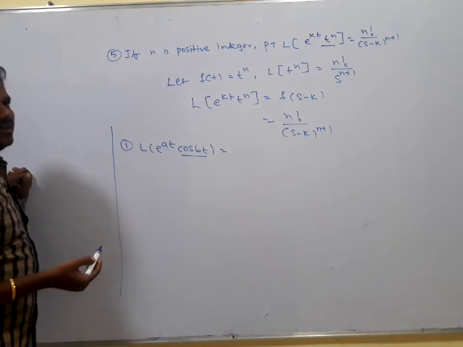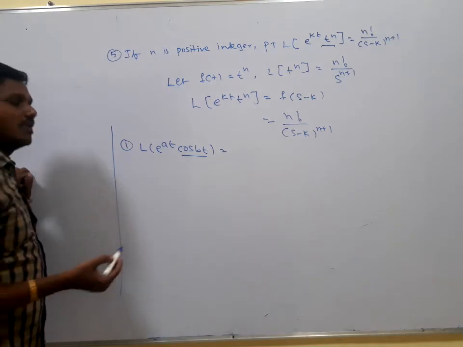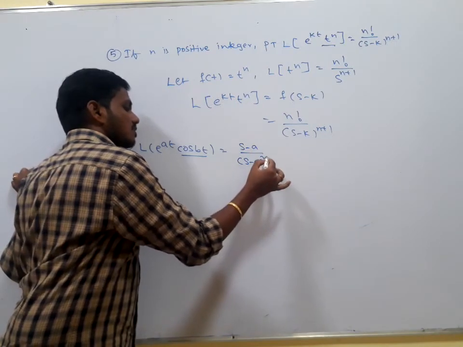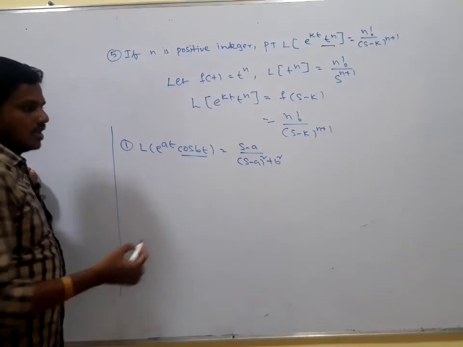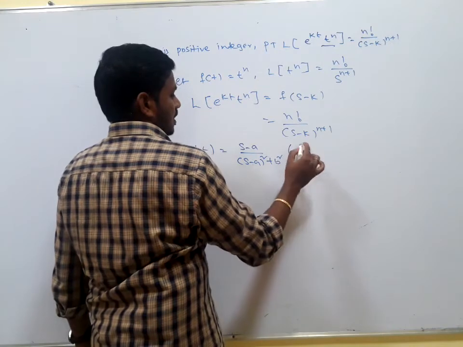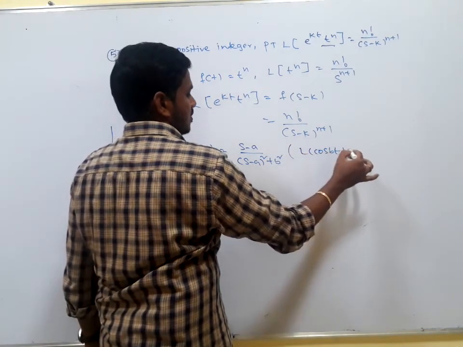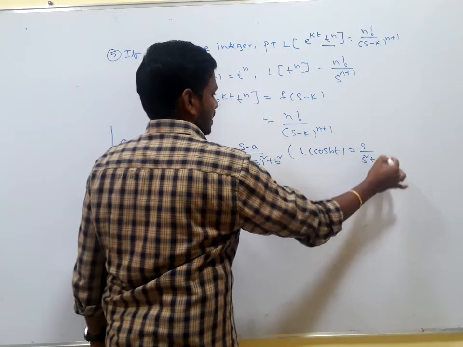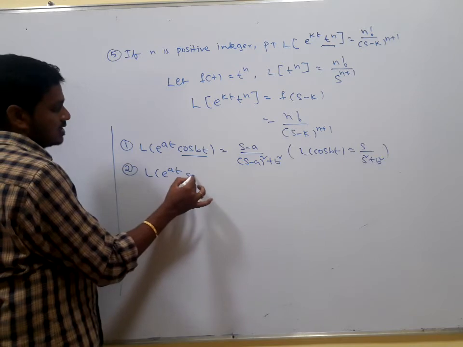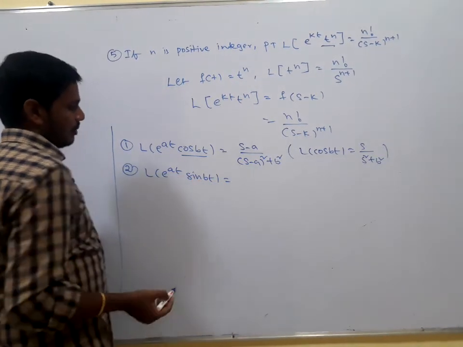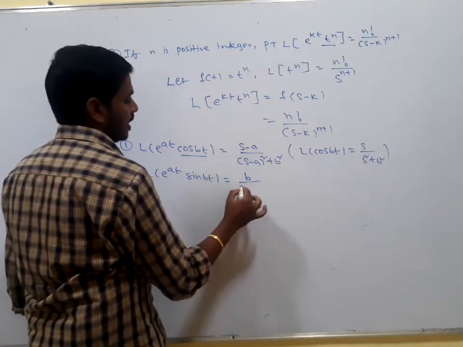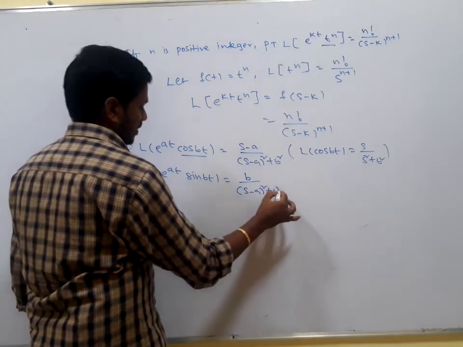When we are combining with e to the power of at, s is replaced by s minus a. So we have s minus a divided by s minus a whole square plus b square. Is it clear? Since Laplace transform of cos bt is equal to s divided by s square plus b square, in the same way, Laplace transform of e to the power of at sin bt is equal to, but Laplace transform of sin bt is equal to b divided by s square plus b square, so b divided by s minus a whole square plus b square.